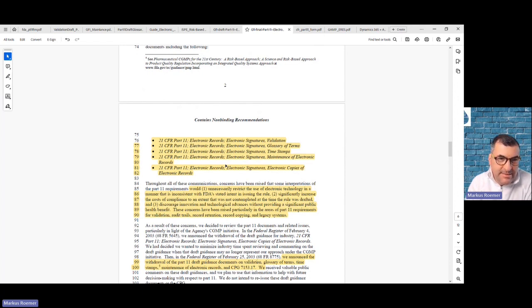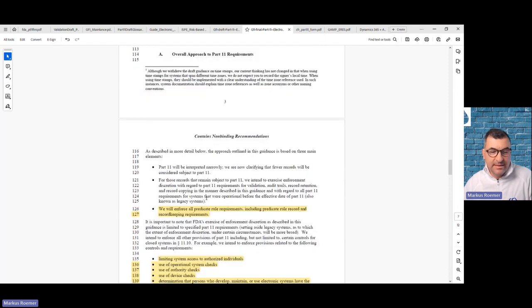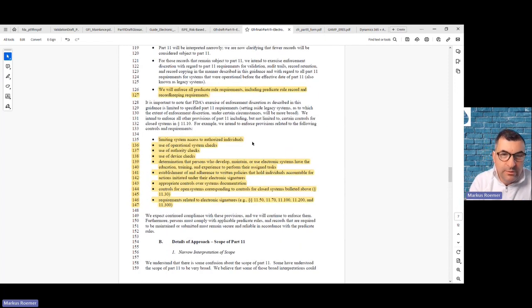So I think that was quite good for the pharmaceutical industry, because these documents caused so many confusions, and that was very irritating. So they have withdrawn the Part 11 draft guidance documents on validation. They announced that a re-examination of Part 11 will come. Part 11 is still applicable and will be inspected, but it is allowed to start with a risk-based approach.